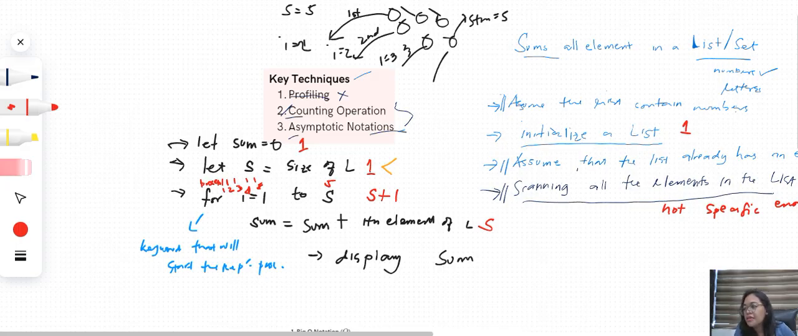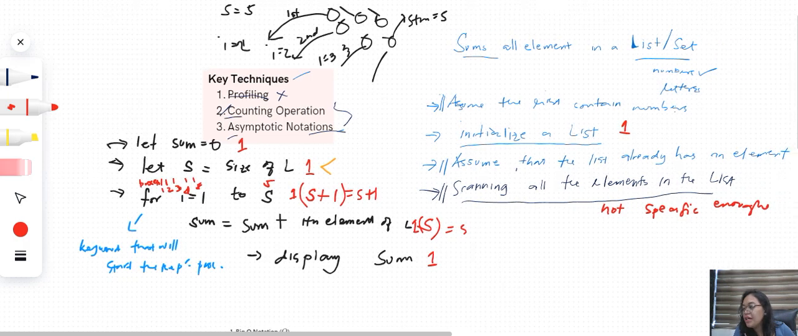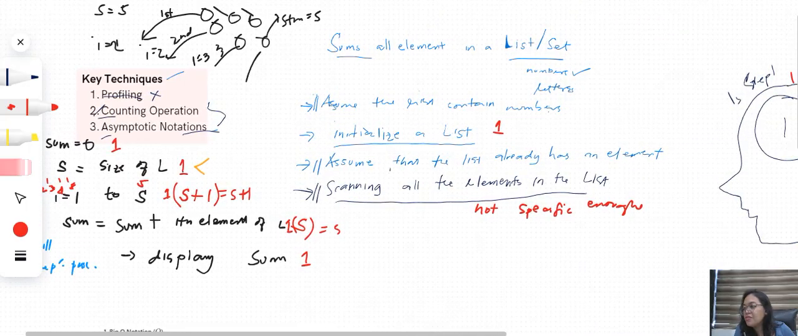Okay? So the process will be 1 times, and then 1 times S. Or it could be just S plus 1 for specificity. Okay. And of course, the display sum is 1 point. So now we will add all the processes that we have.